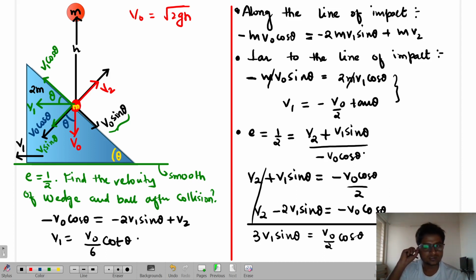Okay. So the question arises: are you going to follow this or this? If I write the perpendicular to the line of impact equation, V1 is equal to minus V naught by 2 tan theta. This is appearing over here, isn't it? But although it is appearing, this is not correct over here. Remember that. Is that clear?